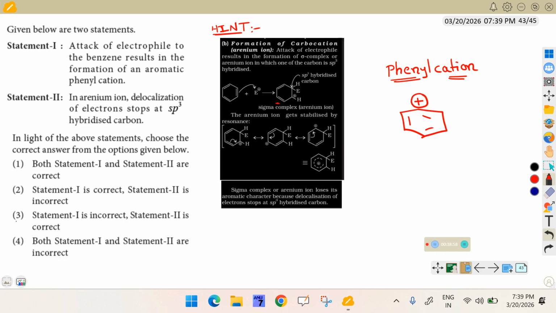Statement 1: Attack of an electrophile on benzene results in the formation of an aromatic phenyl cation. No, it does not form. Aromatic phenyl cation is not formed. What is formed? Arenium ion is formed. So statement 1 is wrong. Statement 2: In the arenium ion, delocalization of electrons stops at the sp3 hybridized carbon. Yes, statement 2 is correct.